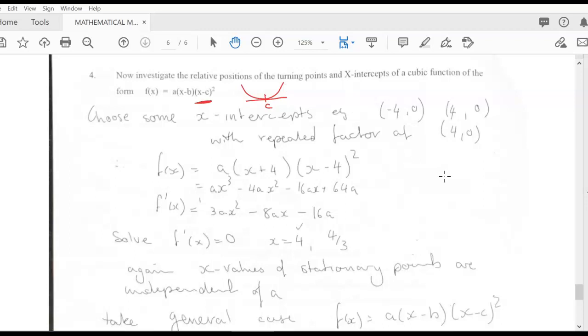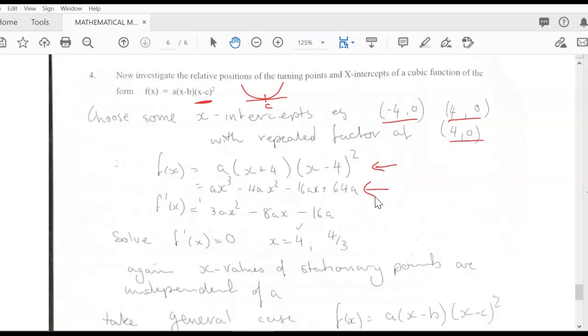All right, so choose some x-intercepts. We can have (-4, 0), (4, 0), and it's saying let's have the repeated factor at (4, 0). So when we substitute into our cubic, we get this, and then just expanded, we get this, so we can take the derivative. I wouldn't use the product rule because you've got a out the front. Actually you could multiply a into the first bracket and then use the product rule. But remember, you can also use your calculator, so just do it on your calculator.